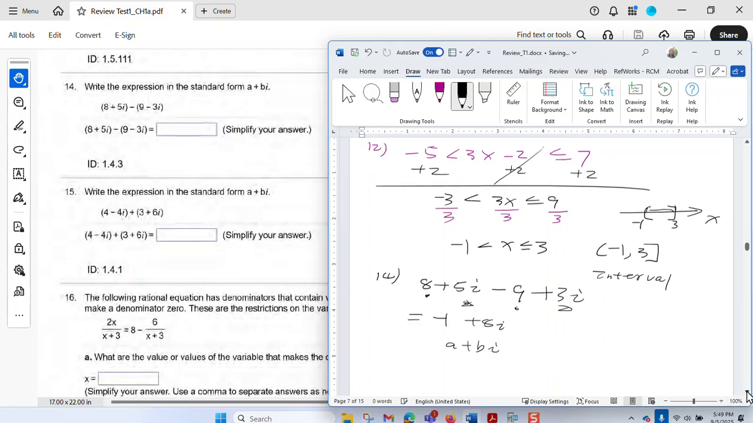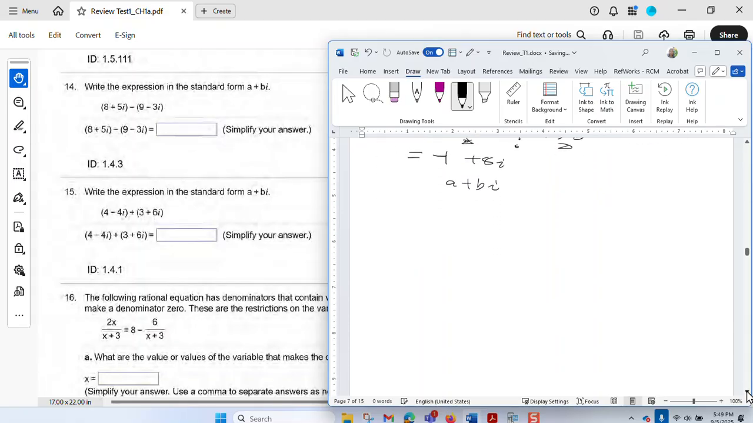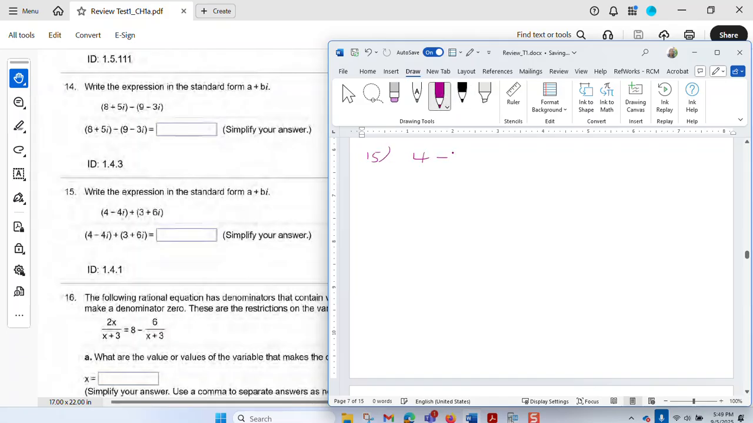All right, number 15 here, this one is plus. Okay, so 4 minus 4i plus is easier. You just get rid of parentheses. You don't have to change anything. All right, minus, don't forget you have to distribute to the second one as well.